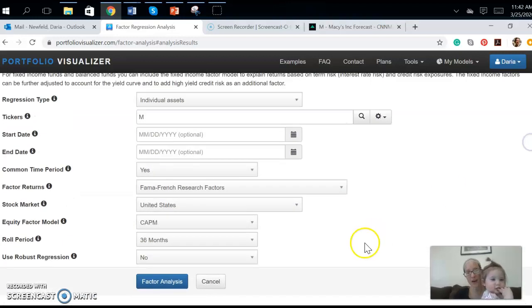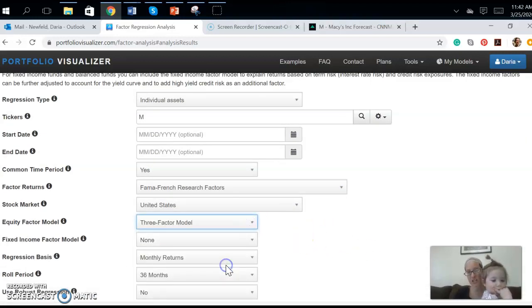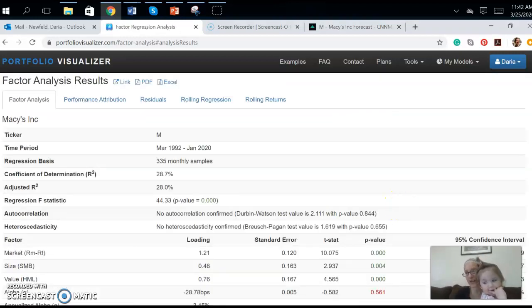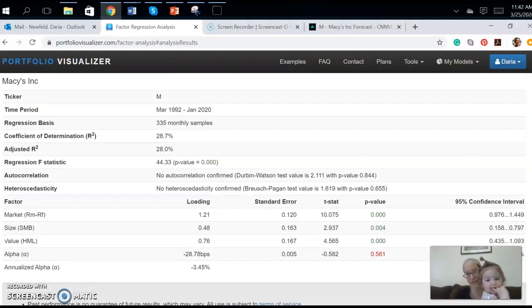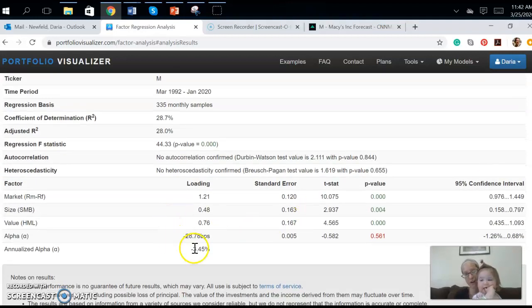So then I'm going to go back up here, and under where I had CAPM, I'm going to change this to the 3-factor model and have it run again. And again, I'm seeing a negative alpha. And I'm seeing that my beta changes, right? And now I'm including my size and value factors, SMB and HML.